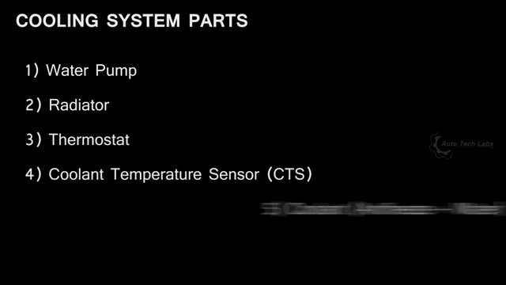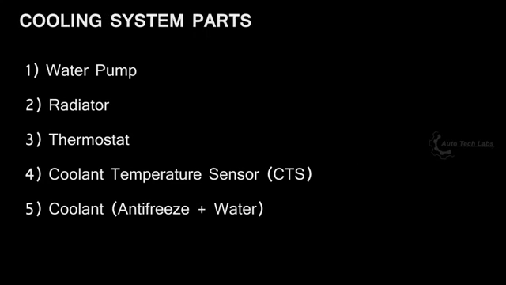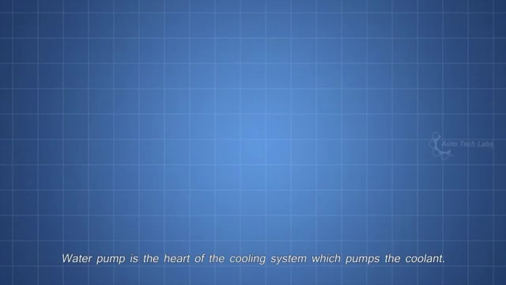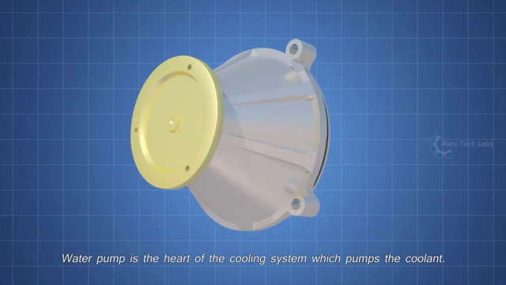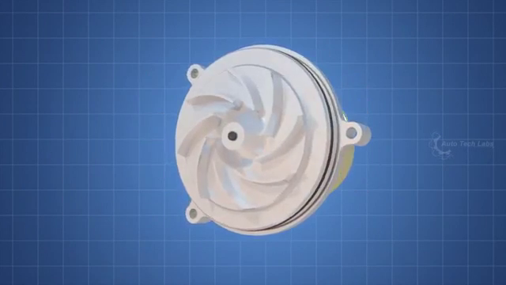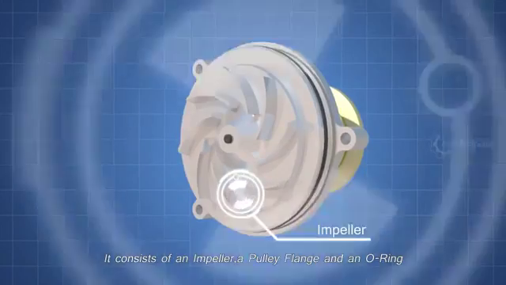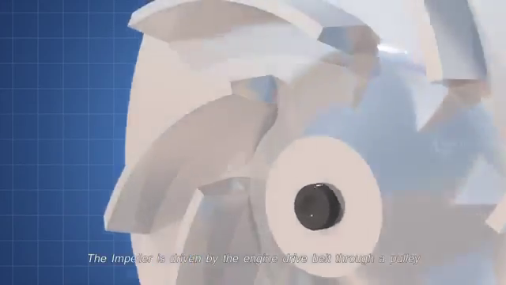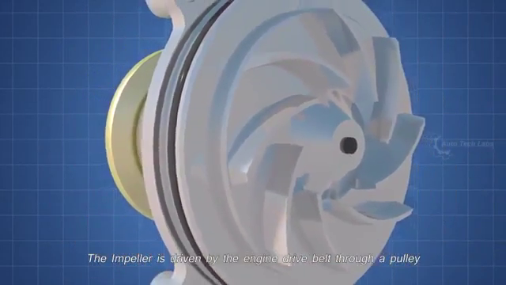Now let's see the parts involved in cooling the engine. The main parts for cooling the engine are water pump, radiator, thermostat, coolant temperature sensor, and coolant. First, the water pump. Water pump is the heart of the cooling system, which pumps the coolant. It consists of an impeller, a pulley flange, and an O-ring. The impeller is driven by the engine drive belt through a pulley.